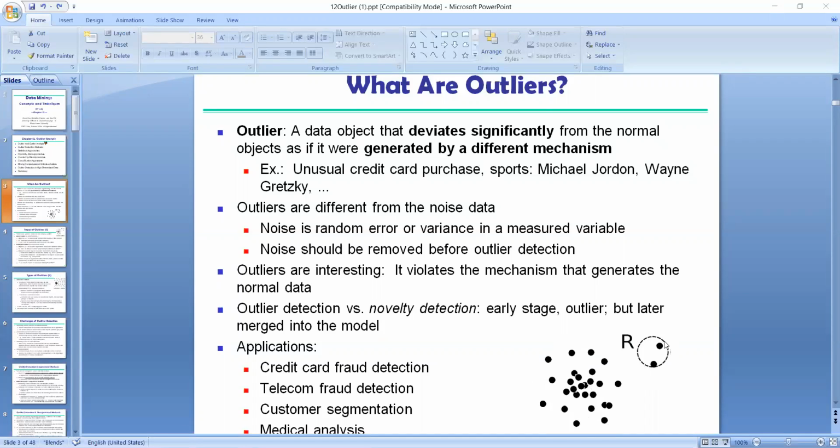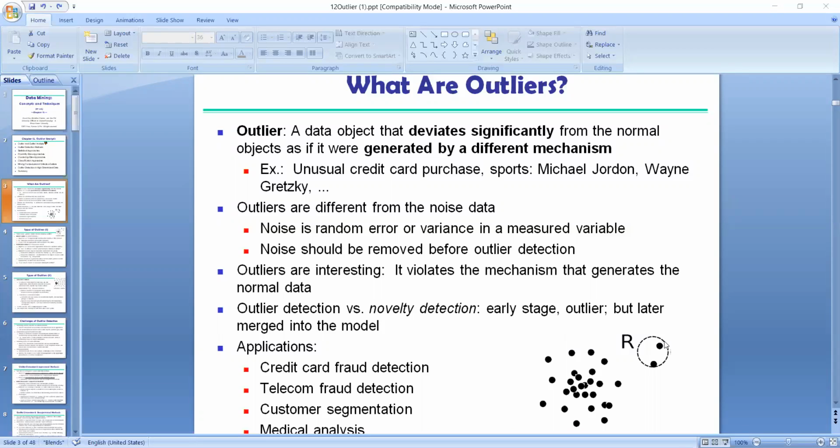Outliers are actually different from noise data. Noise is different, outlier is different. Noise is actually a random error or a variance in a measured variable. So noise should be removed before outlier detection or before doing the data mining process. Noise will be removed in the data pre-processing stage only. So noise is different and outlier detection is different. Actually, the study of outliers is interesting because outliers violate the mechanism that generates the normal data.